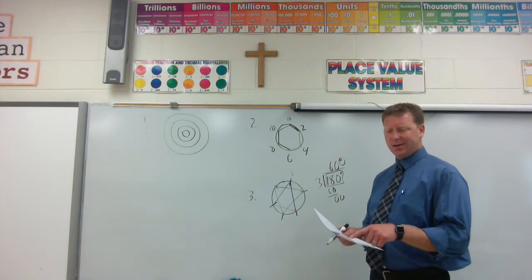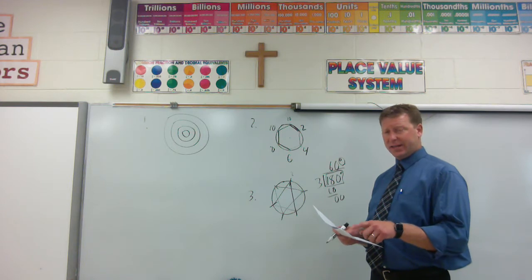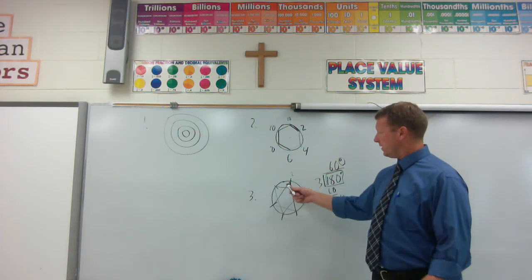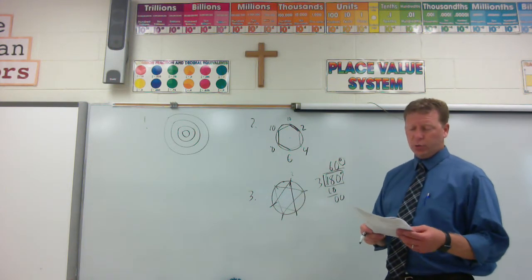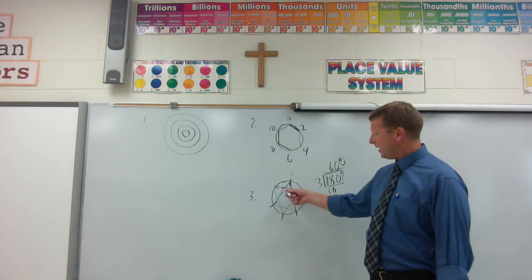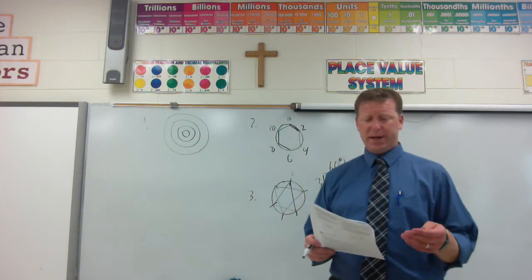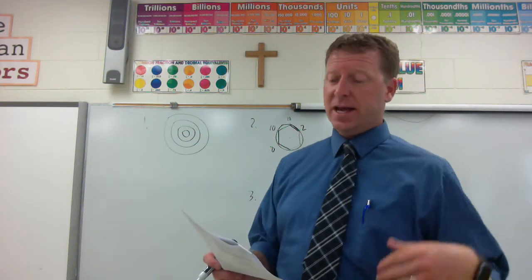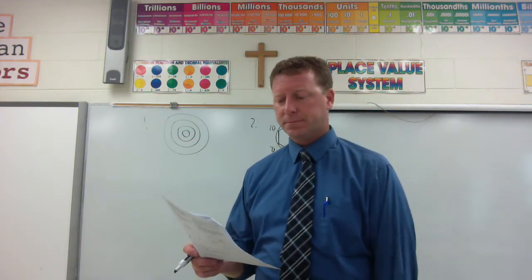I drew a star. Oh, I lied. A 6-point star with a regular hexagon inside it. So your blanks for number 6 are 6 and hexagon.